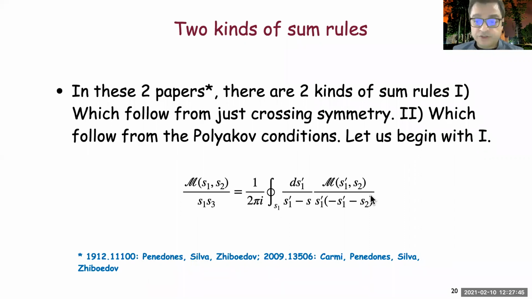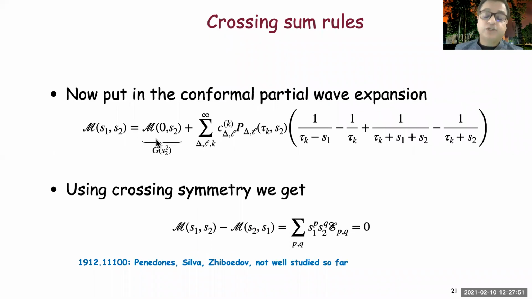So one means that you have a representation, you're writing down a dispersion relation of this kind. And then you put in the conformal partial wave expansion. When you do that, you will get a representation like so. And then you have to check for crossing symmetry. So you have to impose a condition that M at S1, S2 is the same as M at S2, S1. This is a crossing symmetry condition, and you can expand it around S1 and S2 equal to 0. You'll get an expansion of this kind, and so you will get some rules corresponding to curly E, subscript PQ, being equal to 0.